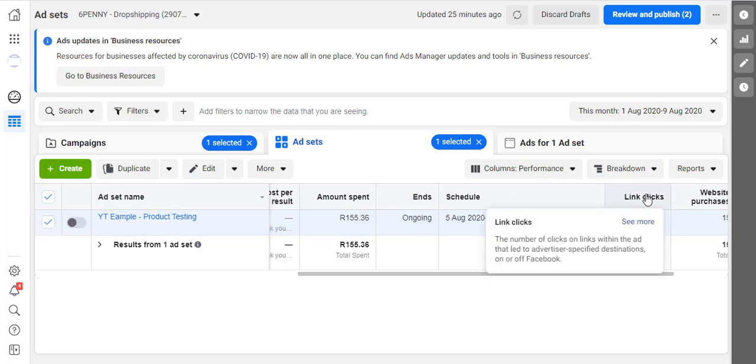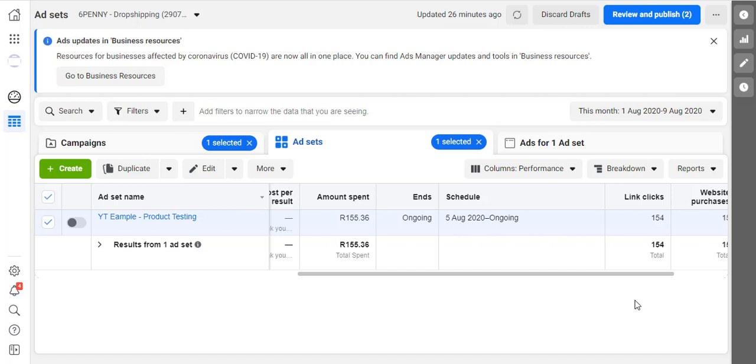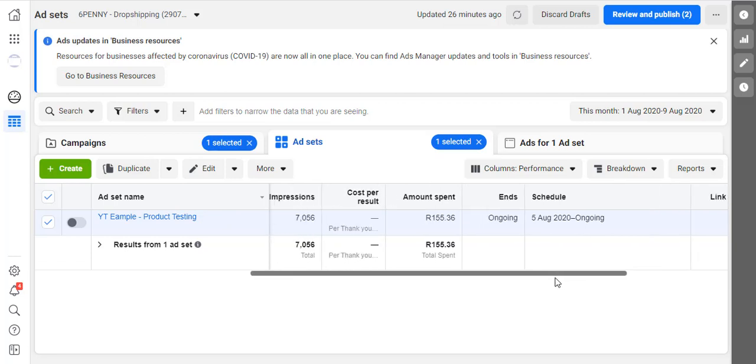So let's see the link clicks: the number of clicks on links within the ad that led to advertisers' specified destination on or off Facebook. So that's the link that I left on my advert for people to click to go to my website where they can view and or buy the product. So 154 people clicked, and this is something I want you to understand.